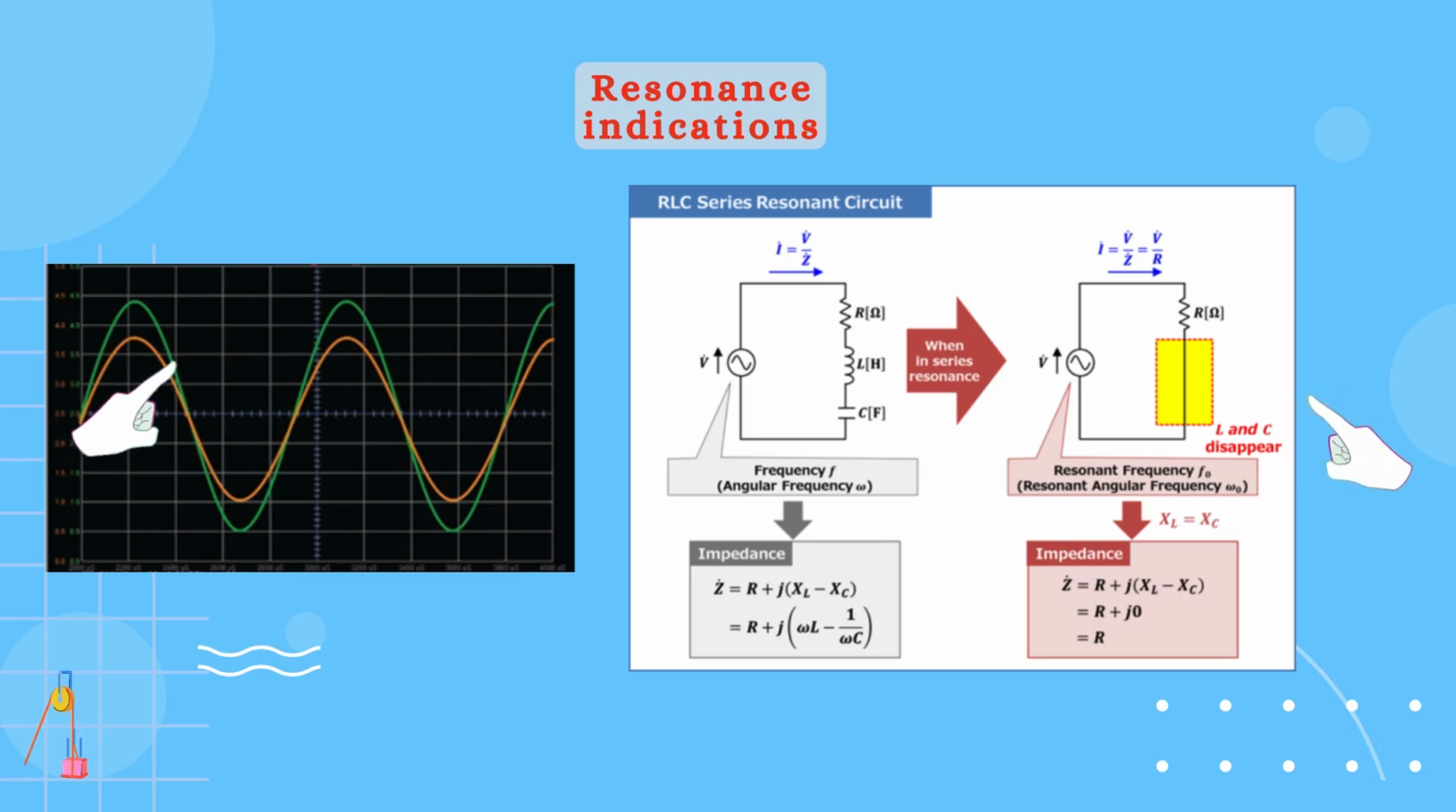On the right side, we remark that at resonance, the effect of the inductance L cancels the effect of C because they have the same value of impedance but in opposite direction. Also, the current reaches its maximum value, like it appears in the figure.